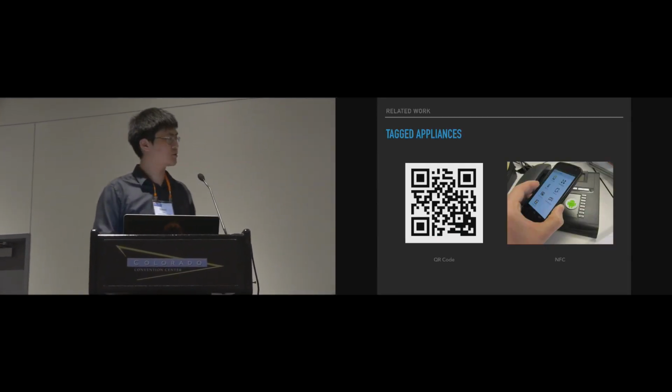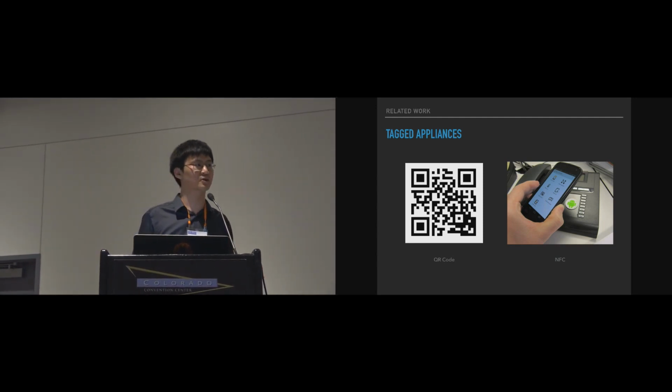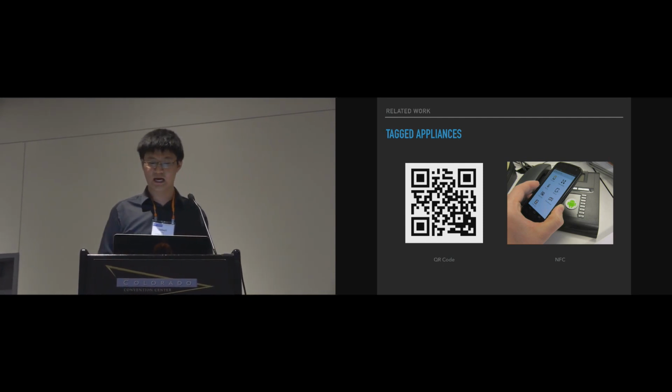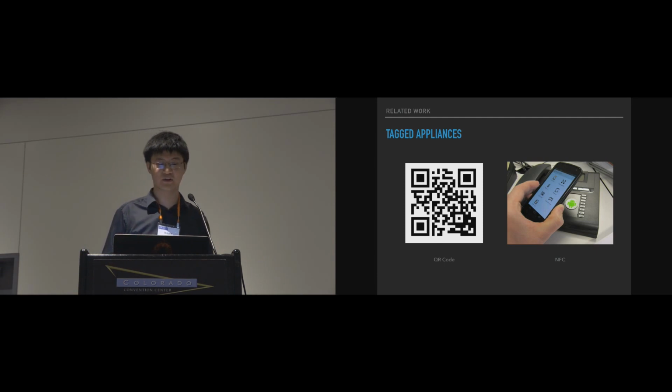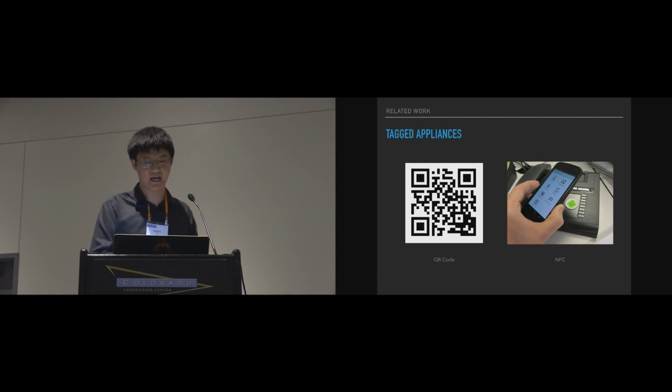So now let me briefly go through related work. A lot of previous systems, even commercial approaches, have proposed tagging appliances so that they work with mobile phones, for example using QR codes, NFC tags, RFID, and so forth. But the important thing about this is it requires appliances to already be tagged and instrumented. And that's a significant barrier to adoption.